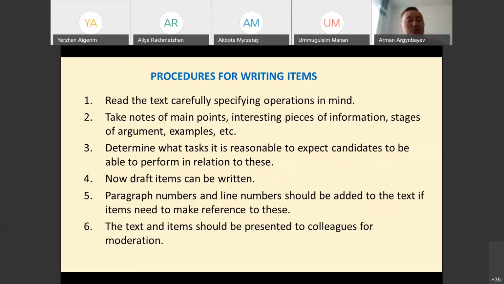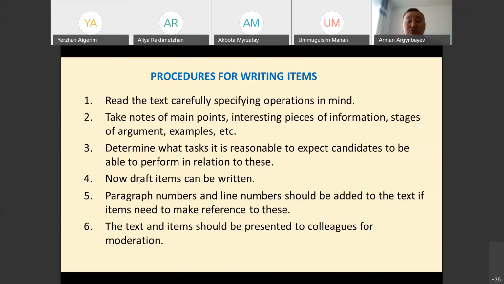Procedures. What should we do? Read the text carefully, specifying operations in mind. So before thinking of the questions, you must think about operations. You read the text completely, and you can, for example, find an interesting fact. Oh, this fact is good for a scanning technique because it has some numbers, and there are a lot of numbers. So this number seems to be very interesting. So I use it for scanning. You can even write it here, scanning, and then you should continue.